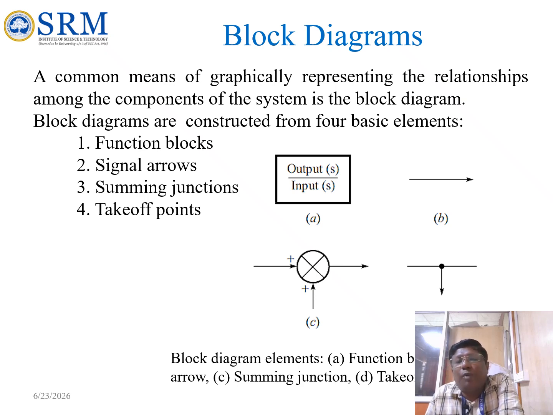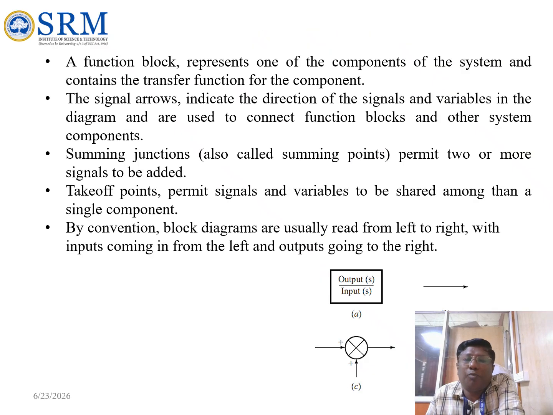And the takeoff point: from the arrowhead, if you want to take off, just like a parallel, that's a tapping one. Tapping, take off. So this is the takeoff point. This functional block represents one of the components and the constant of the transfer function. The signal arrow indicates the direction of signal variables in the diagram and is used to connect the function blocks and other system components.